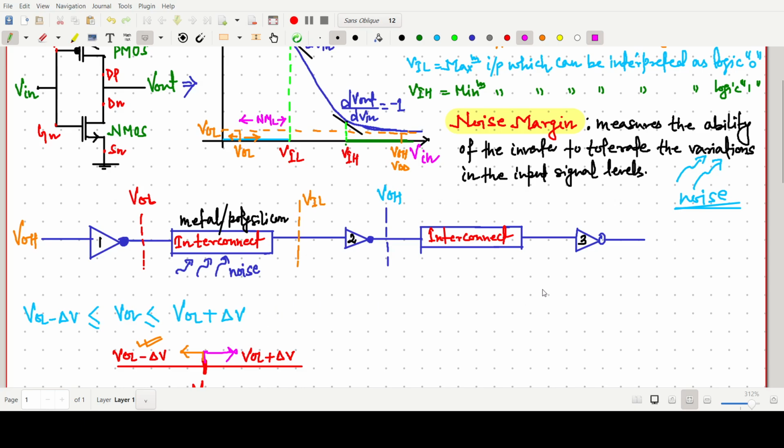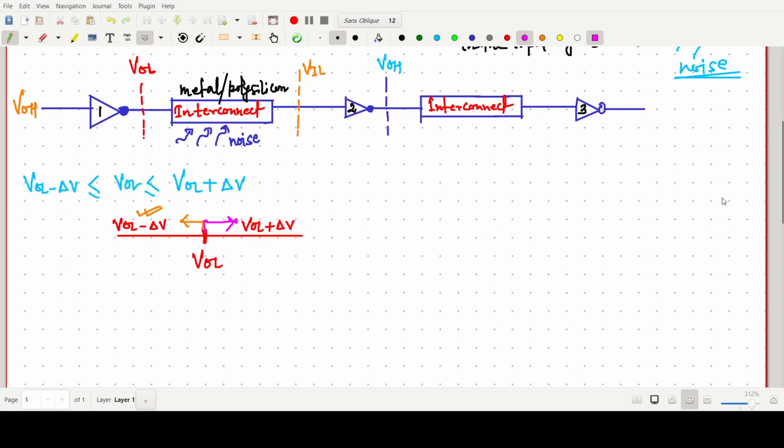So I am writing here: if we move toward this side, it is better to go up to VIL, which will give the logic high output value, that is our VOH, up to VIH. This is the range.